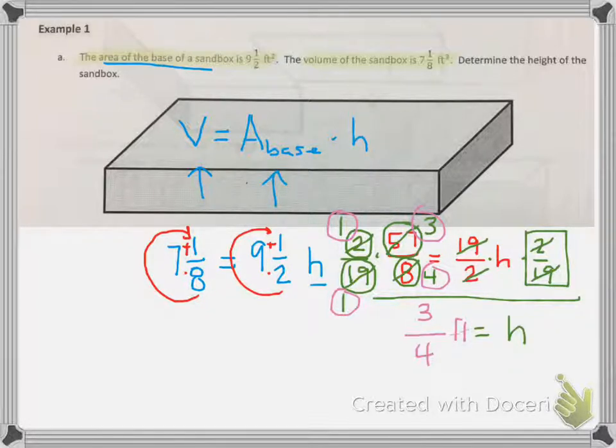Okay, all we did was use the volume formula for any prism. Volume is the area of the base times the height, and we substituted in what we knew to solve for the one dimension that we did not know, in this case the height. All right, that's number 1.